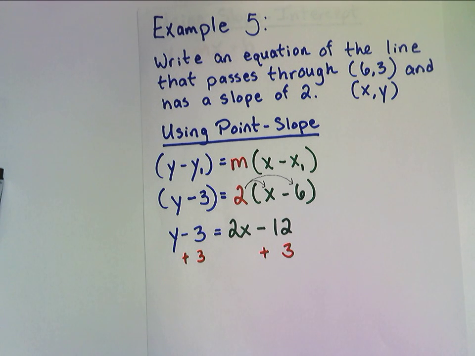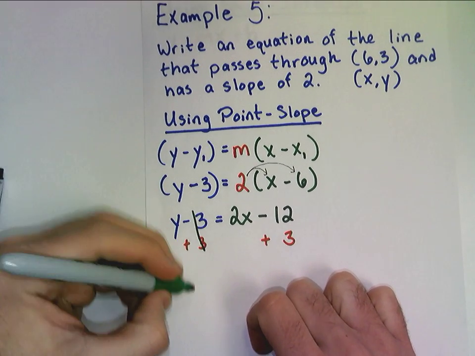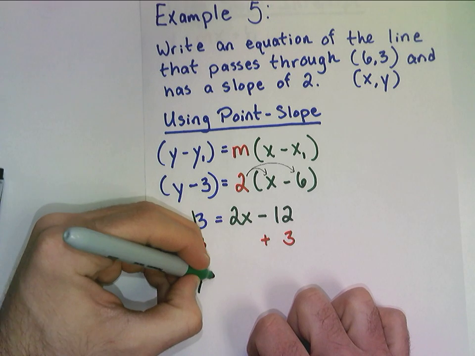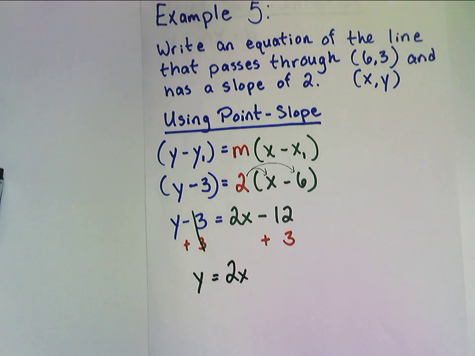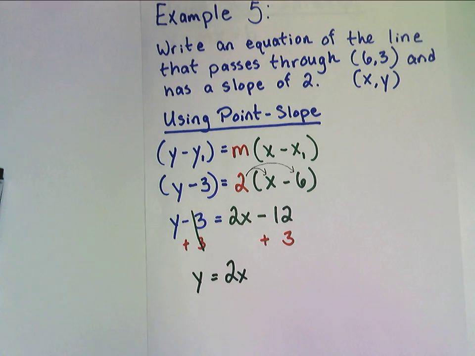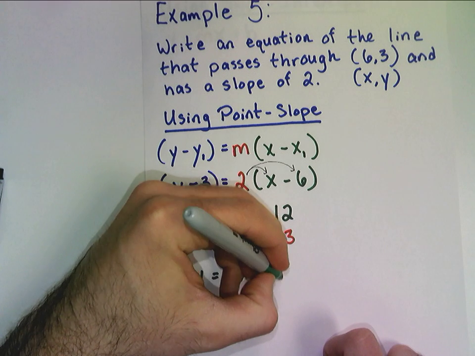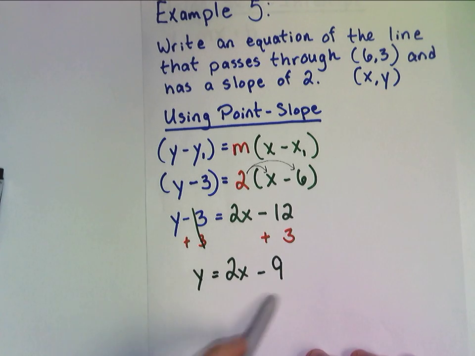And so let's go ahead and take care of this then. So negative 3 and 3 will cancel. Those would form 0. So I'd have y equals 2x is still there. And here's integer operations again. Negative 12 plus 3 would give me a negative 9. So this is one way that we can go about using a point and the slope in order to find slope-intercept form.